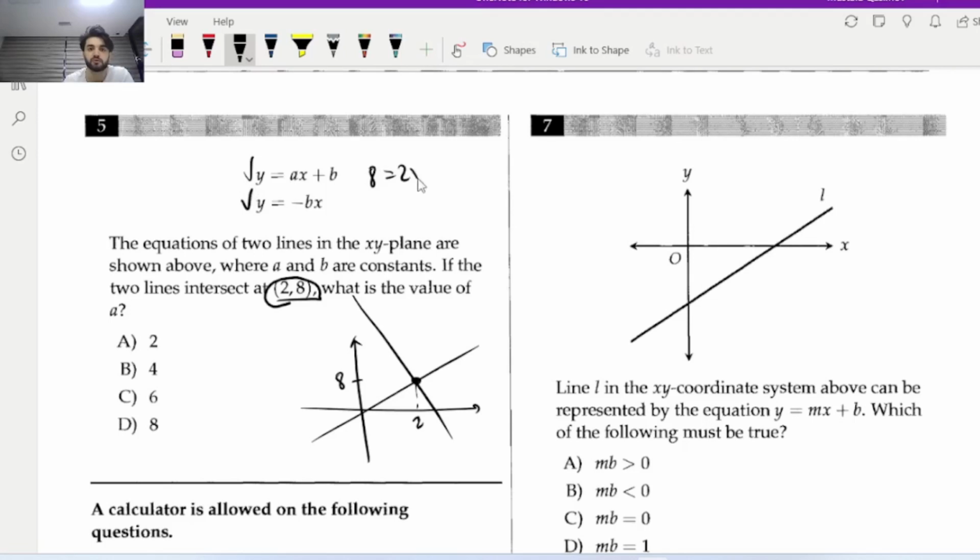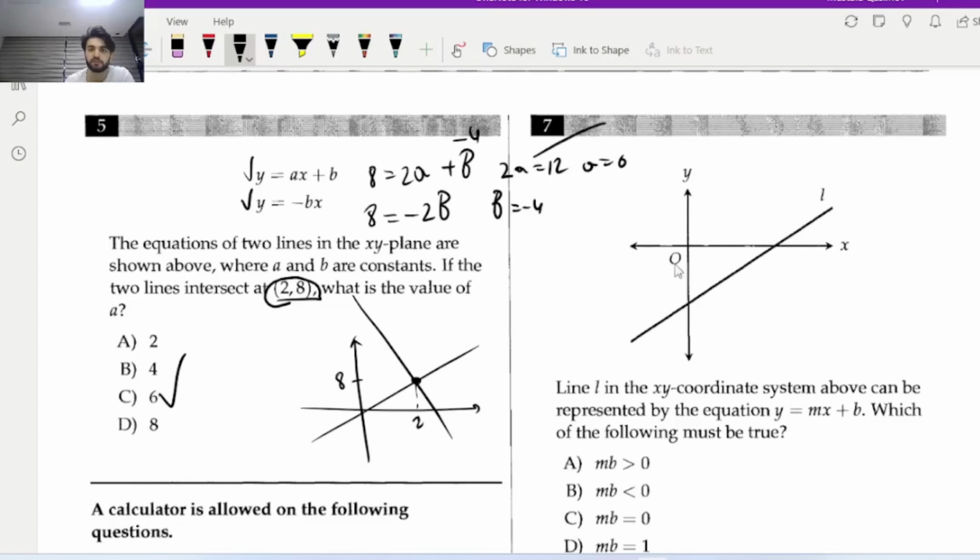8 is equal to 2a plus b, and 8 is equal to negative 2b. So b is equal to negative 4. Then we have to put negative 4 in the b. We will find 2a is equal to 12 and a is equal to 6. So the answer is C.